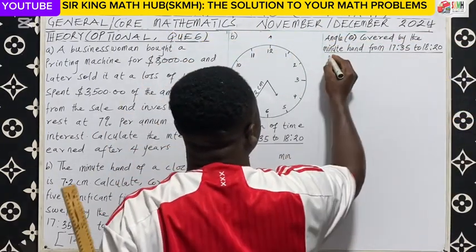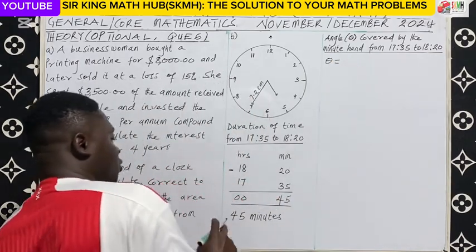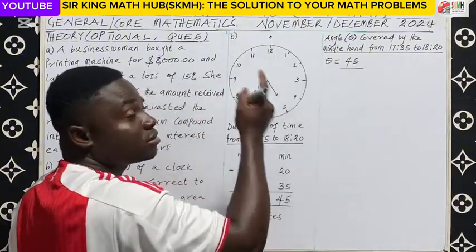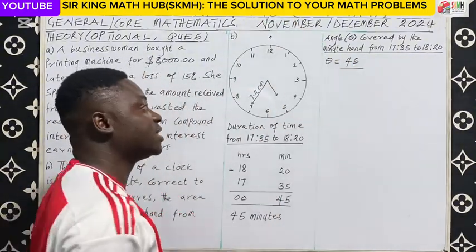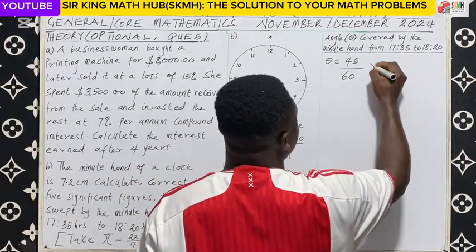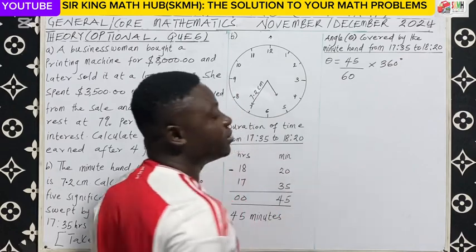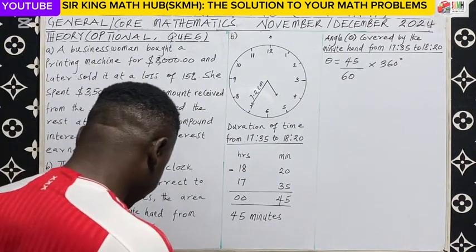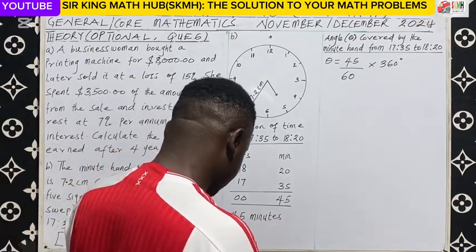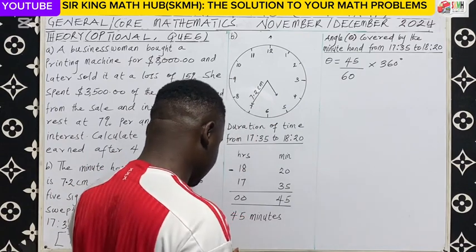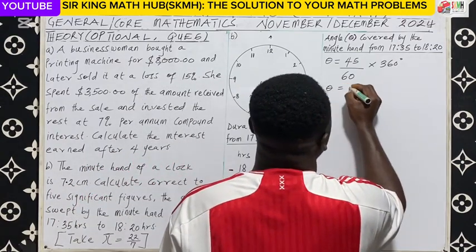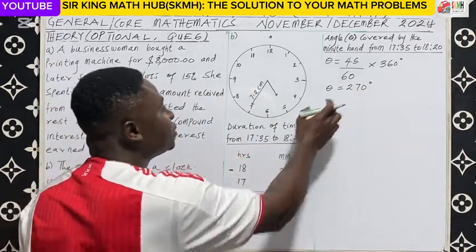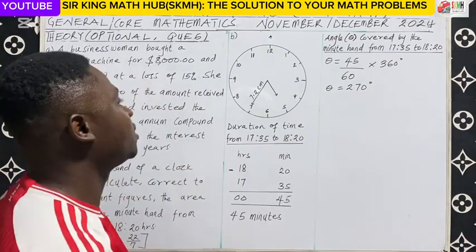The duration here was 45 minutes divided by the number of minutes covered in one complete rotation, that is 60 minutes, multiplied by 360 degrees. So let's simplify this. 45 out of 60 times 360, we have theta as 270 degrees. So in terms of angle, the duration here is 270 degrees.